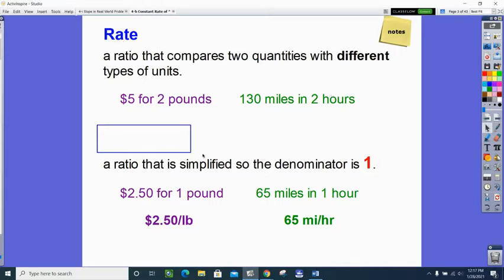Let's take this rate and now talk about it being simplified so the denominator is 1. So not $5 for 2 pounds, but $2.50 for 1 pound, the 5 divided by 2. Not 130 miles in 2 hours, 130 divided by 2, 65 miles per hour. Do you remember what these are called when the bottom number, the denominator, is 1? It is a unit rate. So if we use those two terms today, I just want to make sure you remember what they mean from previous years.